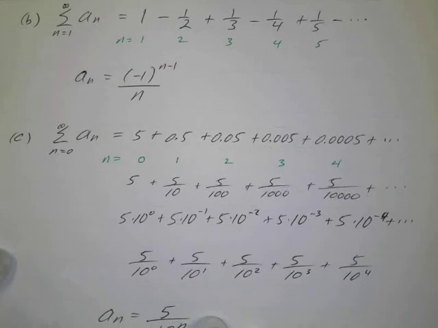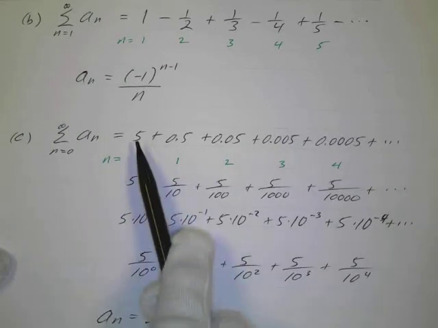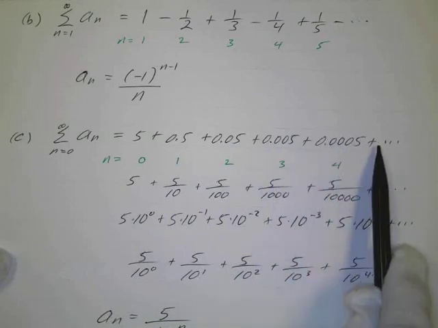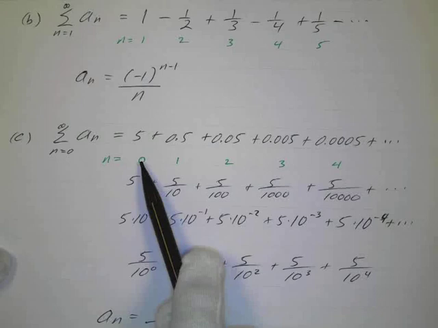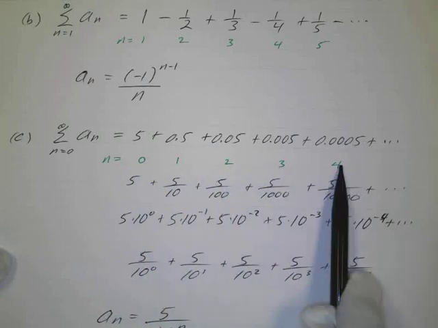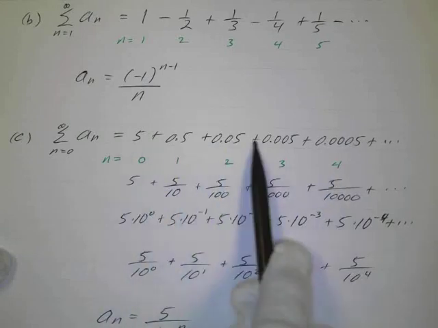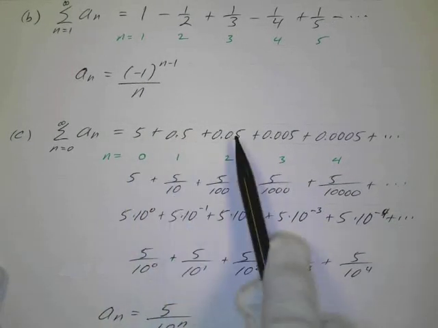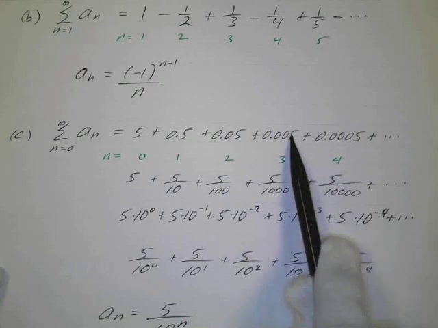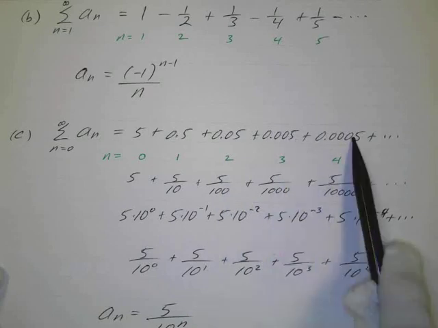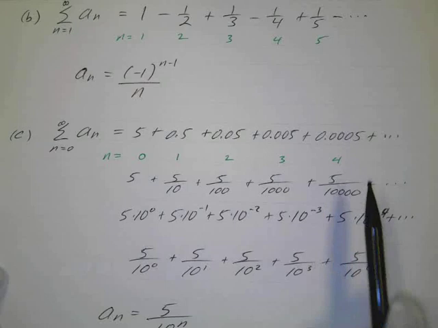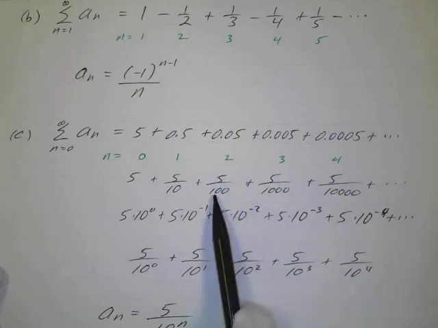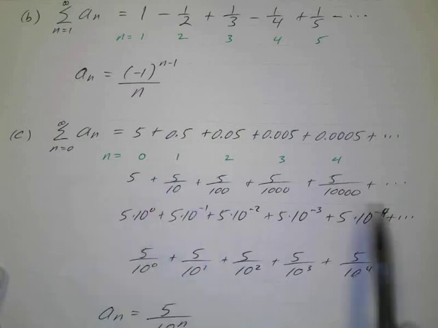Okay, then letter C. This looks kind of interesting. A sub n, and then I got 5, 0.5, 0.05, 0.005, 0.0005, and I put my index as 0, so I got 0, 1, 2, 3, 4. I notice it looks like I've got some fractions here, so I wrote these as decimal fractions. So I've got 5, and then this is 5/10, 5 100ths, 5 1,000ths, and 5 10,000ths. And I notice here n is 4, and I got 4 zeros. N is 3, I got 3 zeros. N is 2, I got 2 zeros. N is 1, I got 1 zero.